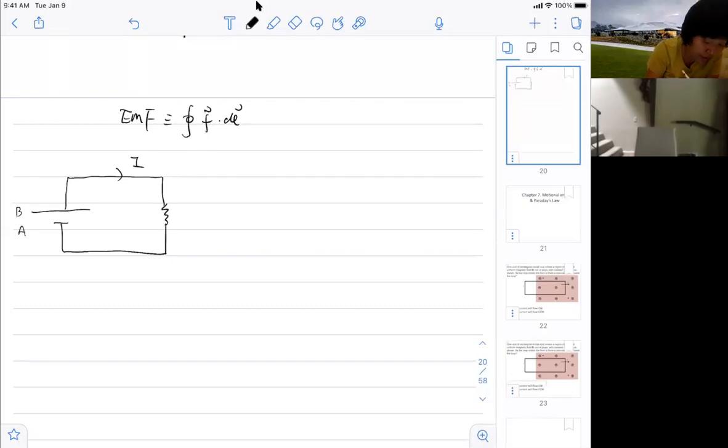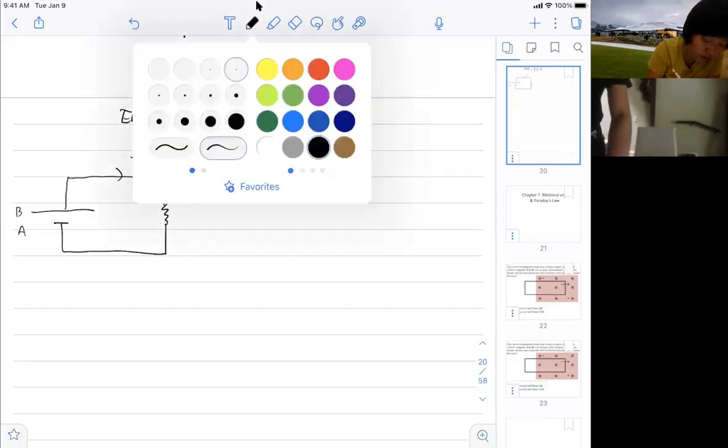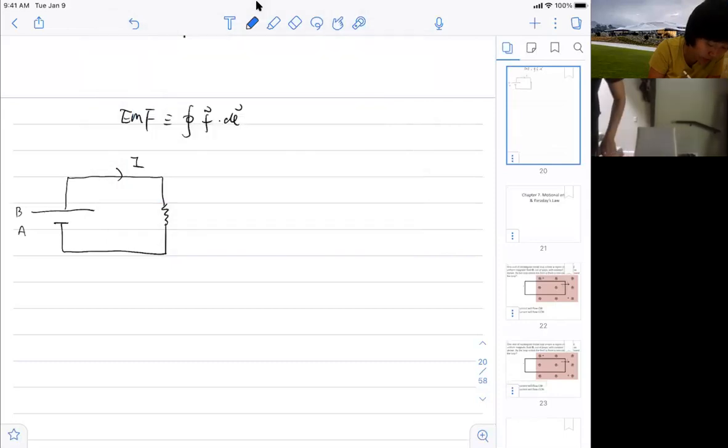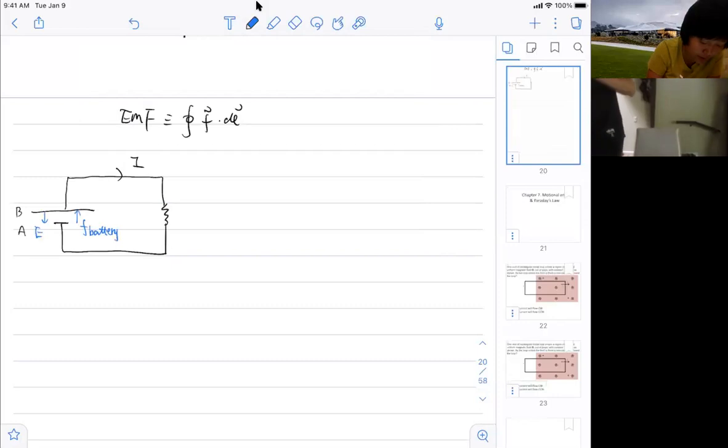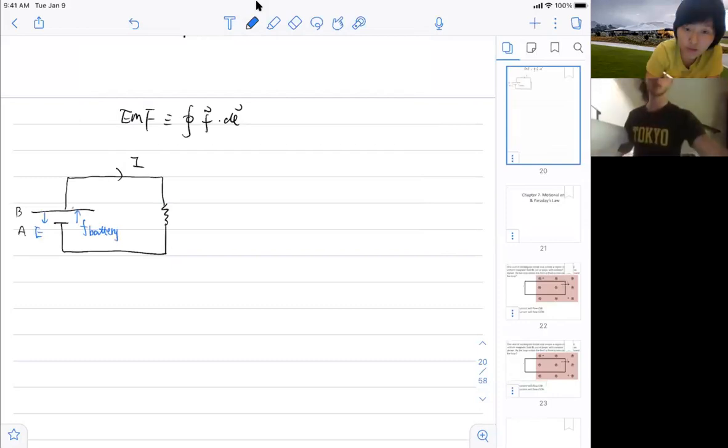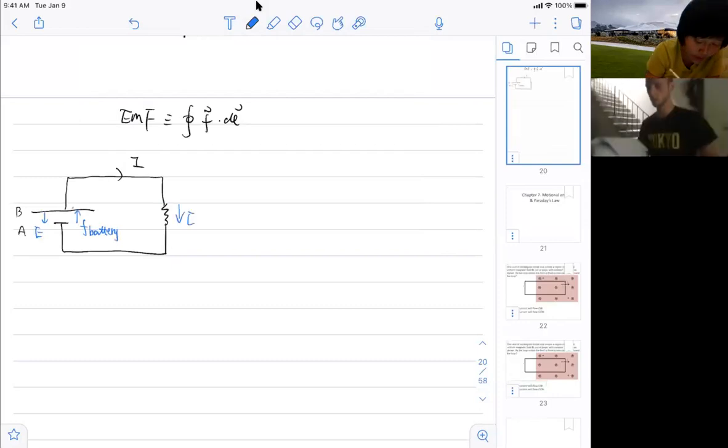Inside the battery, this is your positive plate, this is your negative plate, right? So your E field is pointing from your positive plate to the negative plate. And there is also another force, the force of the battery, that's pointing in the opposite direction. Outside of the battery, there is no force from the battery, of course, and you only have the E field.